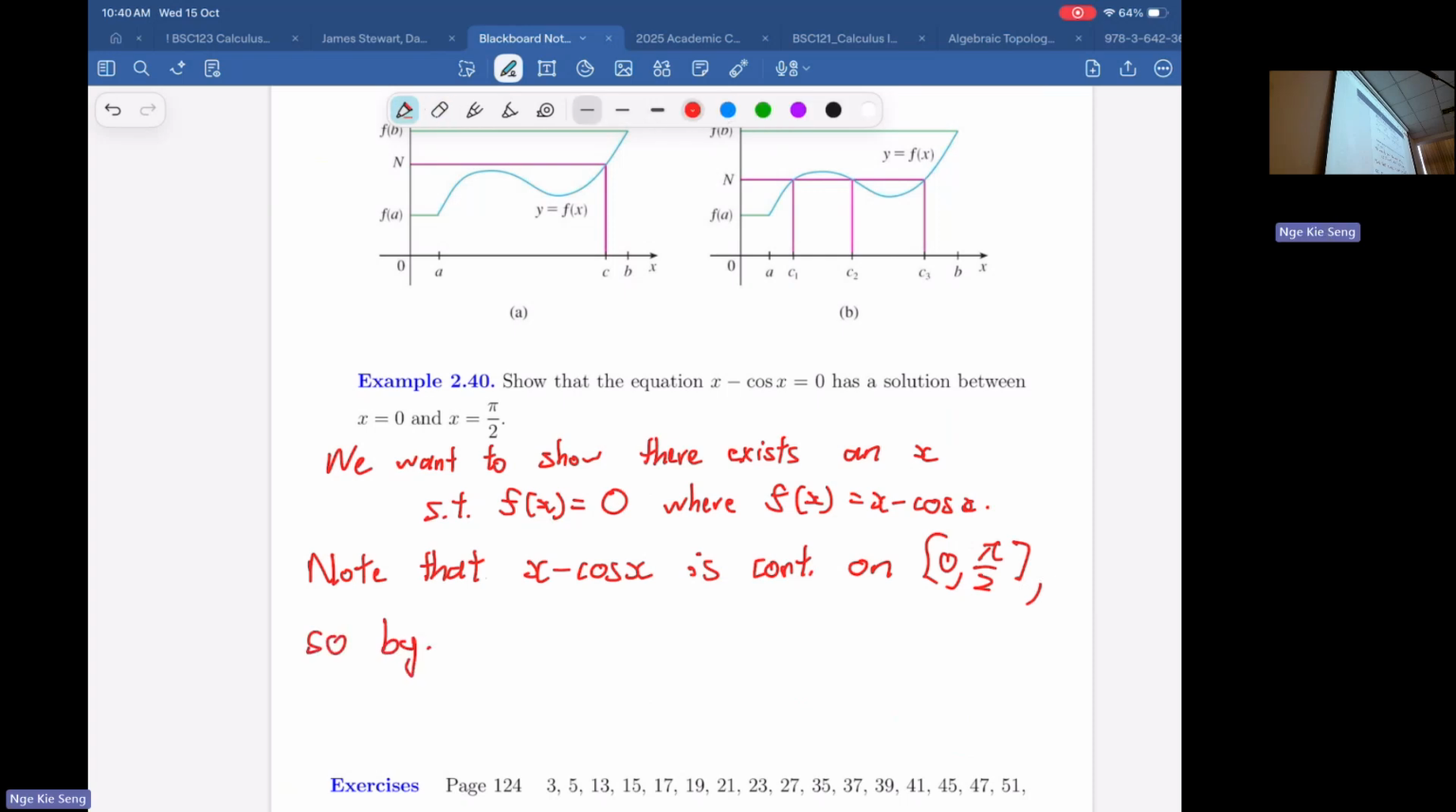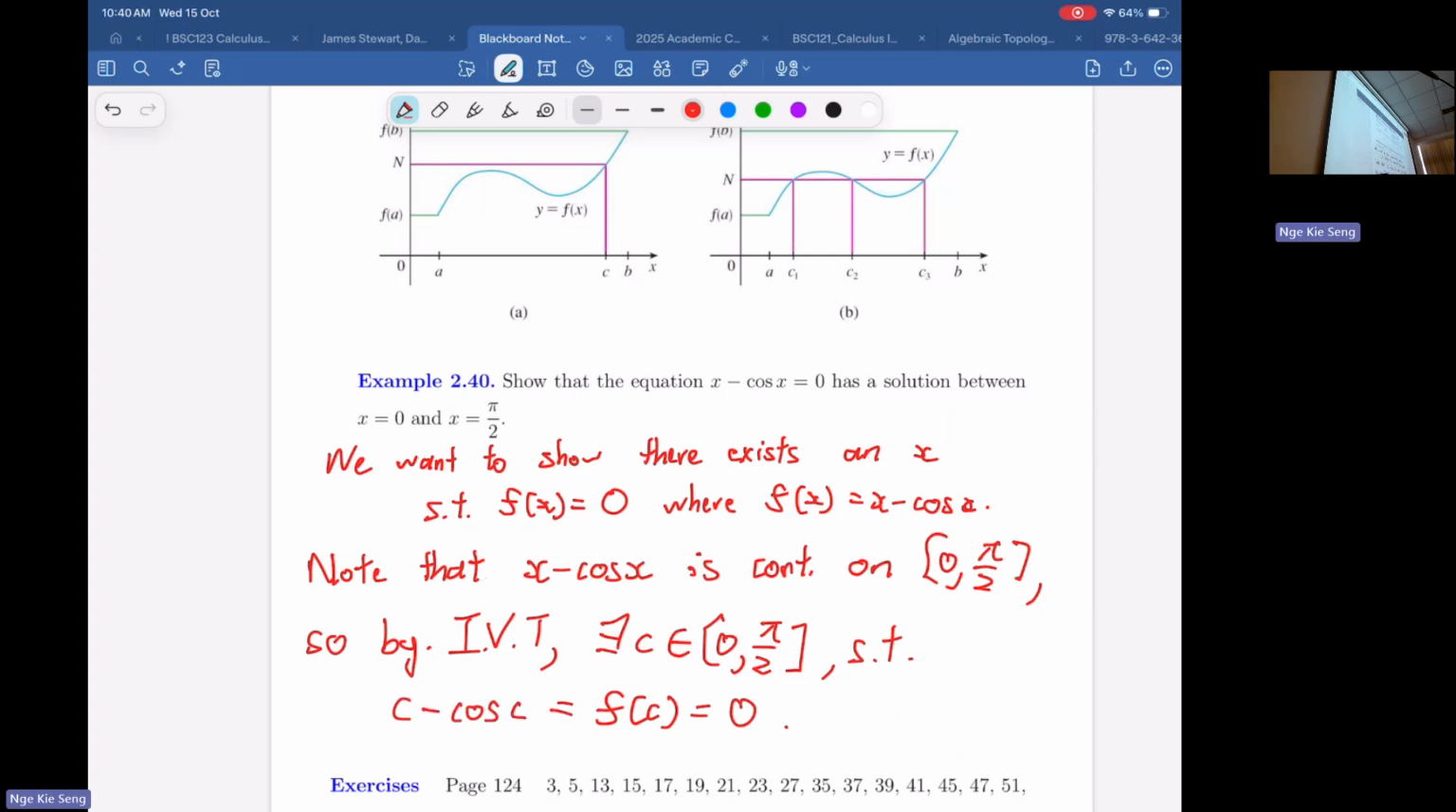So by the intermediate value theorem, let's abbreviate it as IVT, there exists c in the interval 0 to pi over 2 such that f(c) equals 0. f(c) equals 0 meaning what? There exists a solution to c minus cos c equals 0. Then we are done. You might find it weird: hey, you haven't found what the c is. I say we don't care. We only care about existence. For now we don't care.